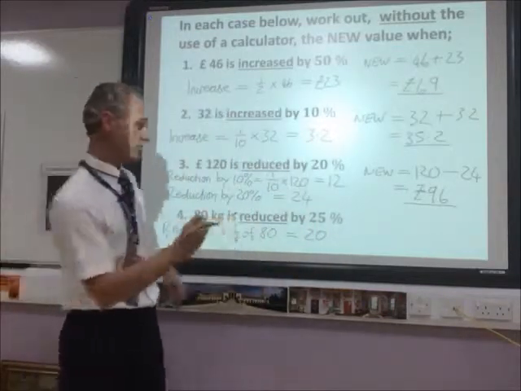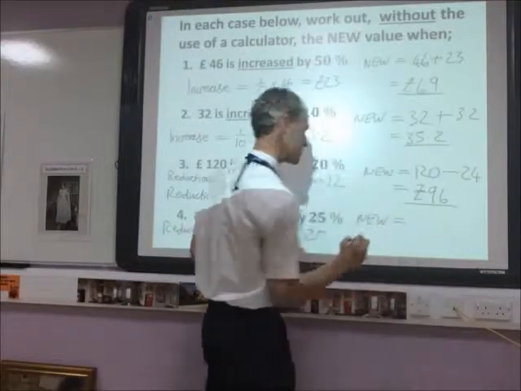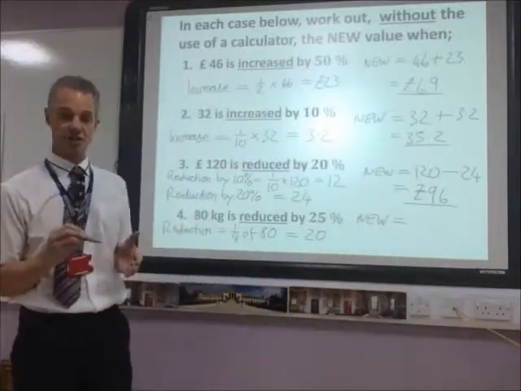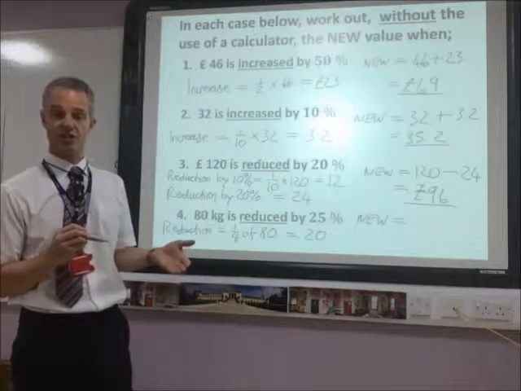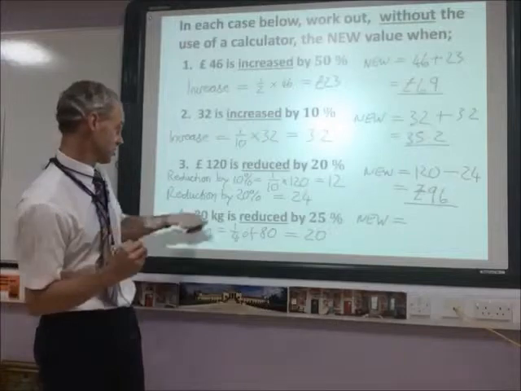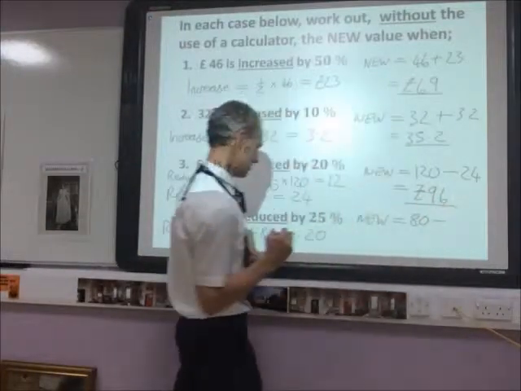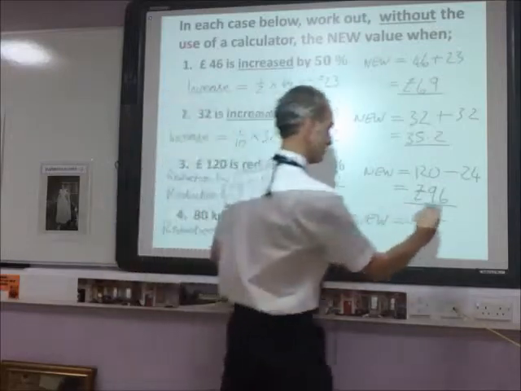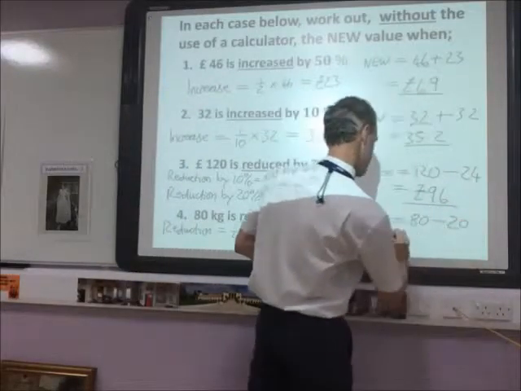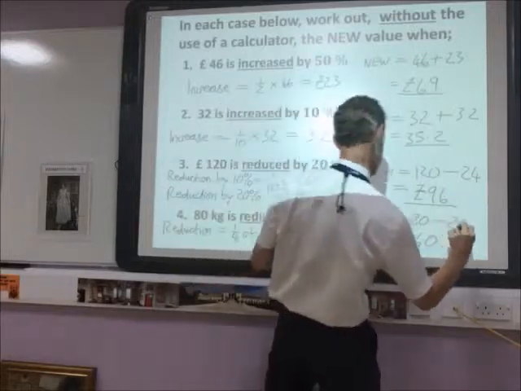But remember, I want the new value. And as before, my new value will be what I started with, and then don't forget to take off the reduction to get the final answer, and include the units as well. I started with 80. Subtract the reduction, which we worked out as 20. And I'm left with 60, and don't forget the units, which were kilograms.